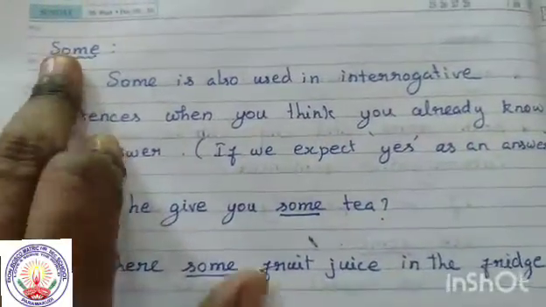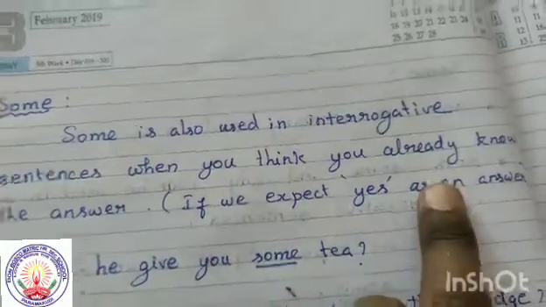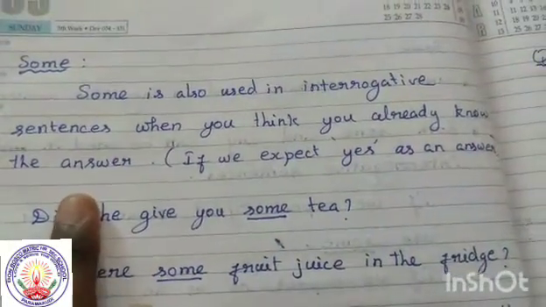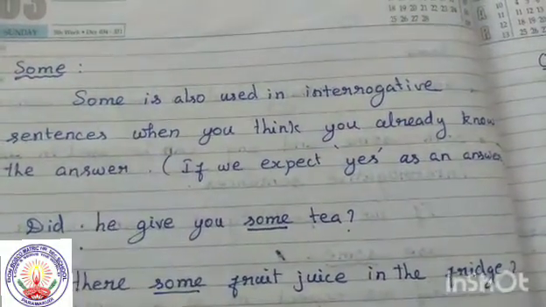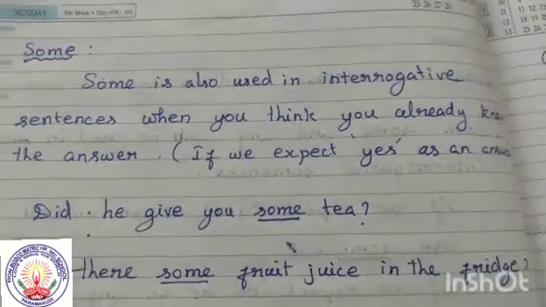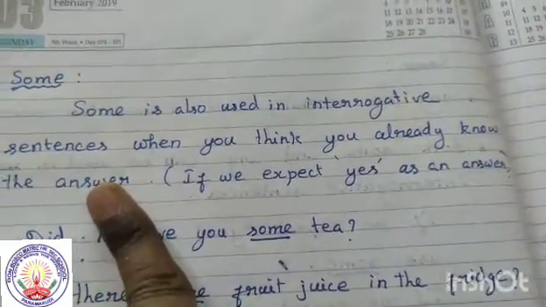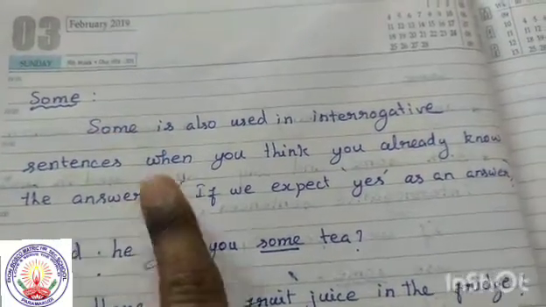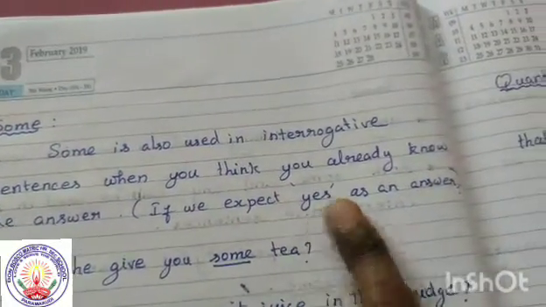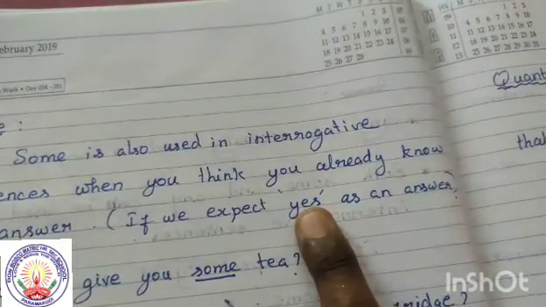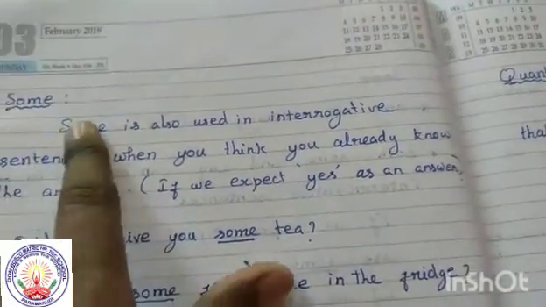First we see the usage of some. Some is also used in interrogative sentences when you think you already know the answer. When do we use some in interrogative sentences? When you already know the answer, you know this is the answer that will come. If we expect yes as an answer, we can use some.